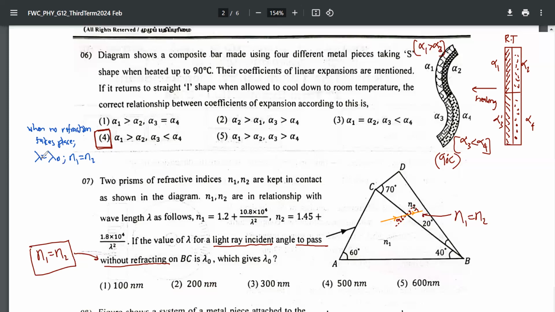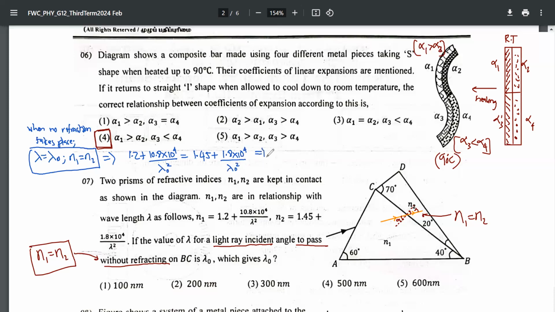So how do you incorporate both these into an equation? N1 is equal to N2, yes, but N1 will become equal to N2 only when lambda is equal to lambda naught. So I can write 1.2 plus 10.8 into 10 to the power 4 over lambda naught squared, equal to N2, which is 1.45 plus 1.8 into 10 to the power 4 divided by, again, lambda naught squared. Simple as that.